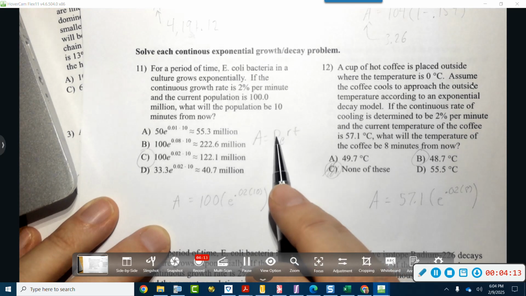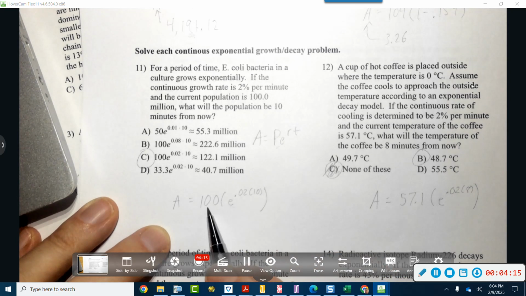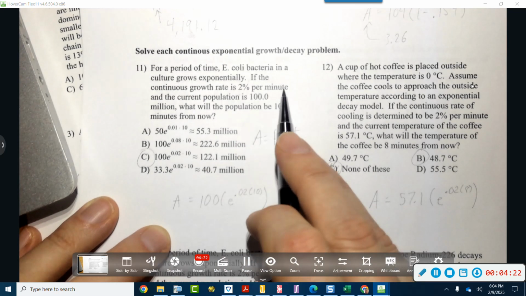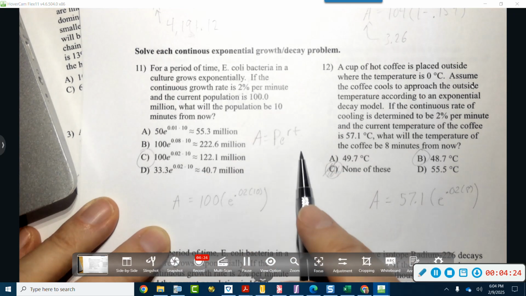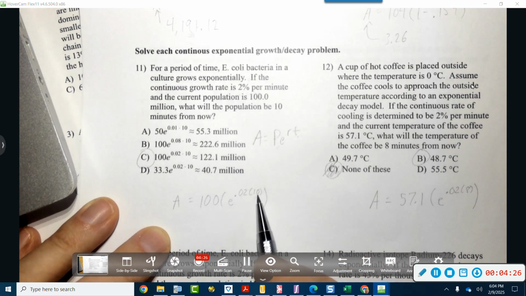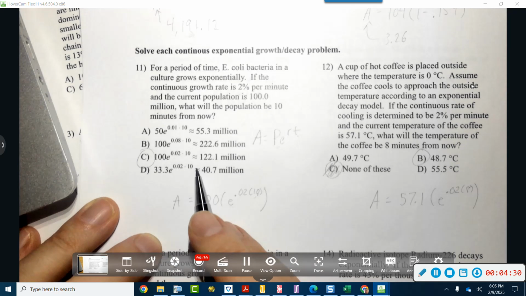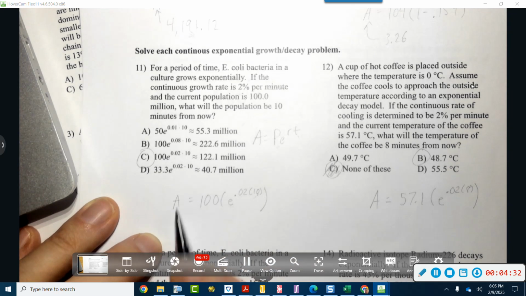And our principal amount is 100 million. And then our time is actually 10 minutes. Okay, and it is 2% per minute. So we can just throw in a 10 for T there, and you can see that it's perfectly laid out for us. And that's going to equal 122.1 million. That's already done in the calculator.